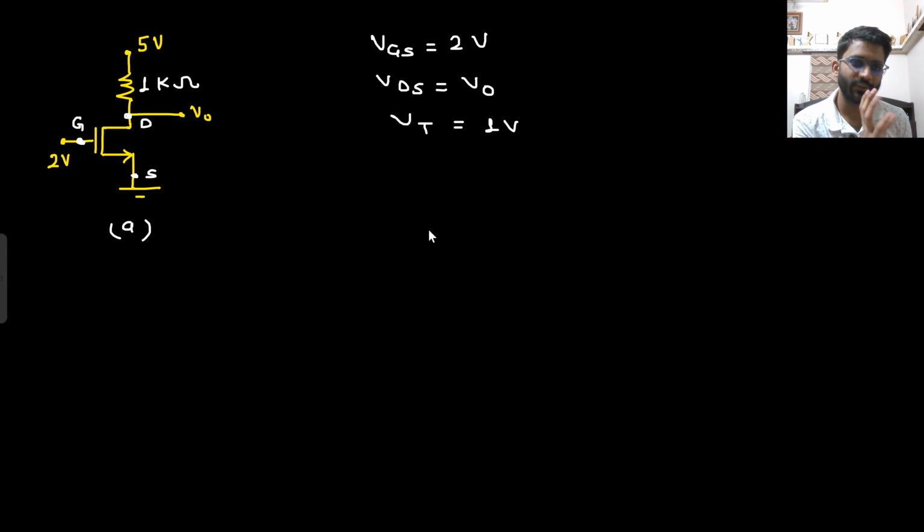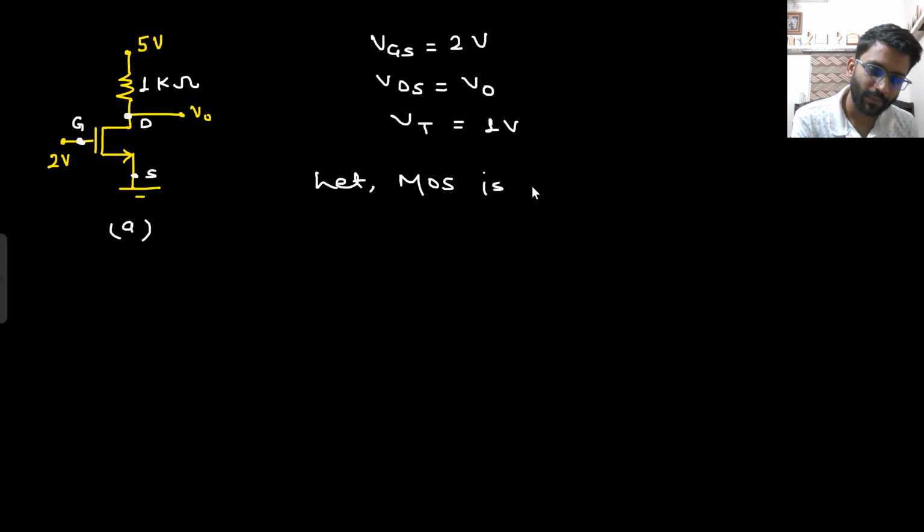We will start by assuming it is working in saturation region. This is my way. I always assume saturation region, then I see if it is working in saturation region only, and then I decide. You can start from linear region as well, but my suggestion would be to always start from saturation region. So let the MOS be working in saturation region.